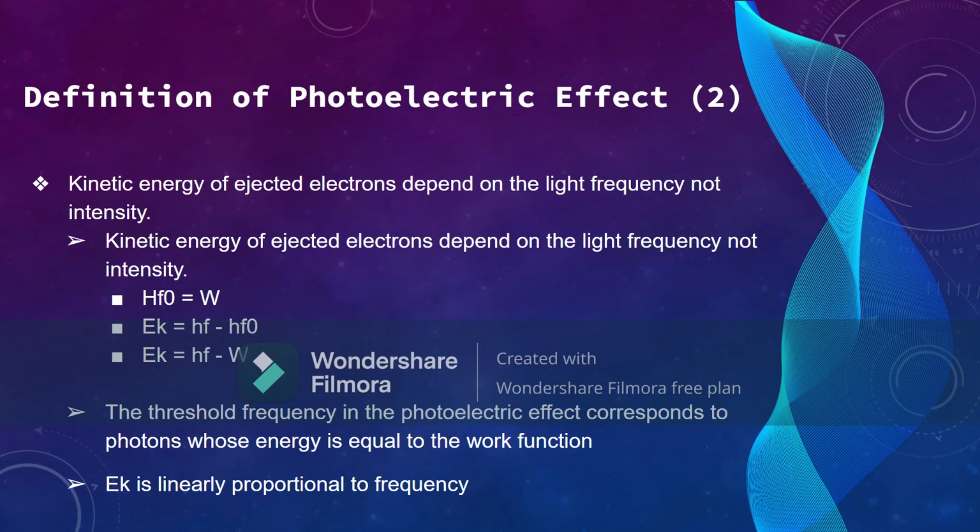Definition of the photoelectric effect, part 2. The kinetic energy of the ejected electron depends on the light frequency, not the light intensity. So h f0 is equal to the work function, and EK is equal to hf minus the work function. The threshold frequency and the photoelectric effect correspond to photons whose energy is equal to the work function, and EK is also linearly proportional to frequency.